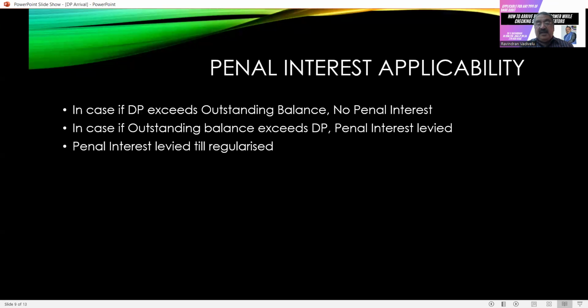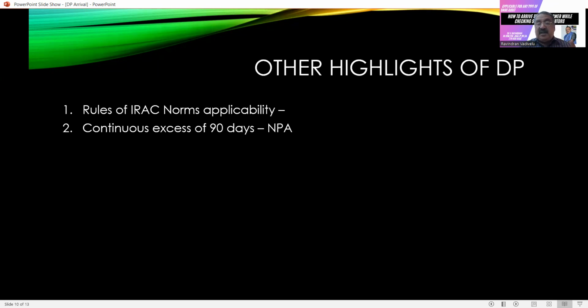So penal interest has to be applied. In case the drawing power exceeds the outstanding balance, that means everything is in order, no penal interest has to be charged. And in case the outstanding balance exceeds the drawing power, that means the borrower has utilized the banker's funds. So for that, the bankers will levy penal interest in case the outstanding balance exceeds the drawing power. This is also the role of the auditor. This is also the main role of the auditor to verify. Please verify whether the drawing power exceeds the outstanding balance or the outstanding balance exceeds the drawing power, and the penal interest has to be levied till it is regularized. This is a very, very important thing. Till the drawing power is regularized, penal interest has to be collected from the party.